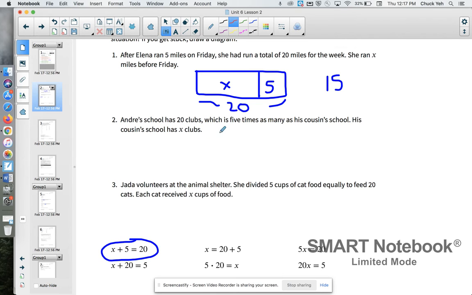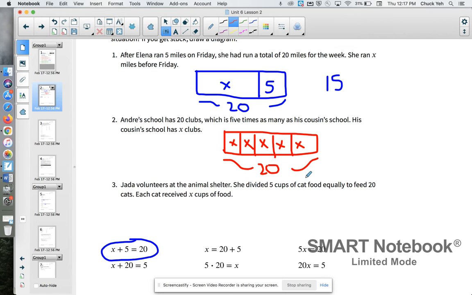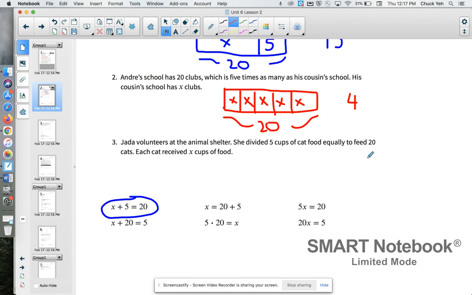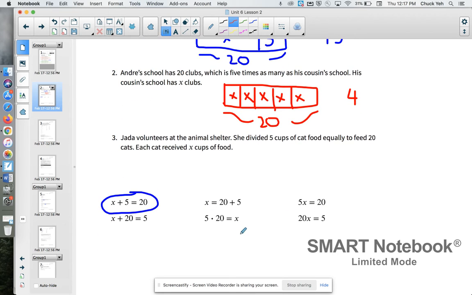Andre's school has 20 clubs, which is 5 times as many as his cousin's school. His cousin's school has X clubs, so 5 times as many. This whole thing is 20. So 5 times 1, 2, 3, 4, 5. So what would these be to make it 20? So what would that be? 20 divided by 5 is 4. So which one of these, if you put 4 in there for the x, would make sense?